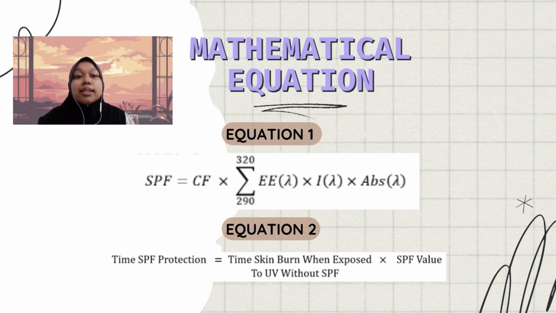So the second equation that we use is time SPF protection. When we want to calculate the time SPF protection, we need to multiply the time skin burns when exposed to UV light with the SPF value.